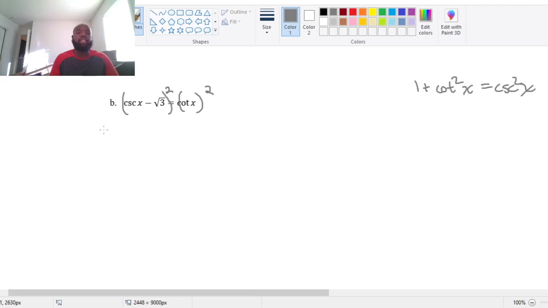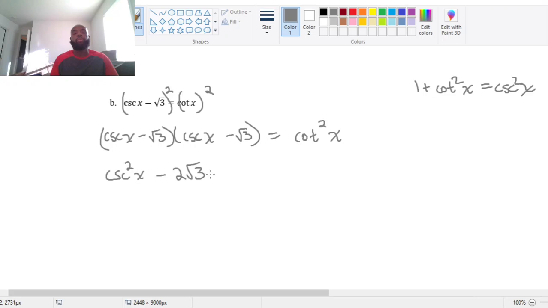Remember, when you square that left-hand side, this is the same thing as cosine of x minus the square root of 3 times the cosine of x minus the square root of 3, right? And that cotangent squared is cotangent squared of x, right? But when I do this, I FOIL it out. I get cosecant squared of x minus 2 square root of 3 cosecant of x, and then that'll be a plus 3 equals cotangent squared of x. Notice here, now it looks like I complicated this a little more, right? But what I gotta make sure of is that I can identify that this is happening here, right?